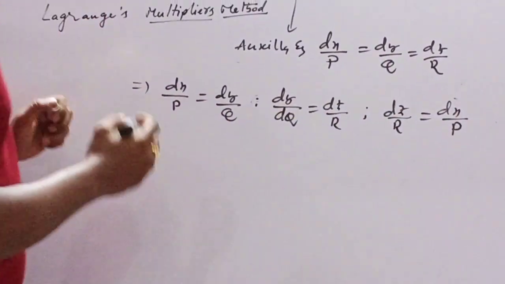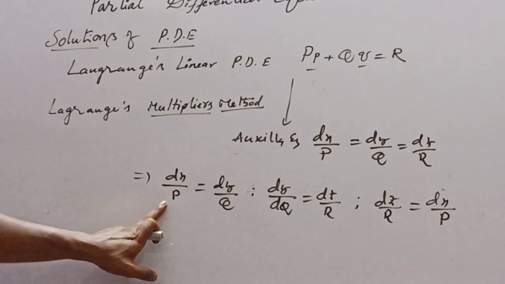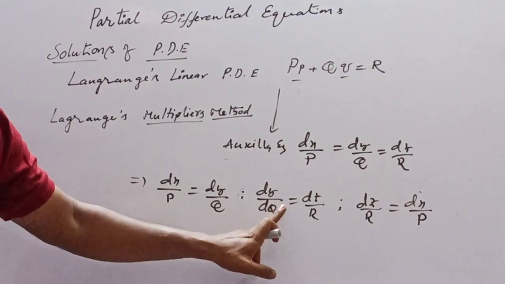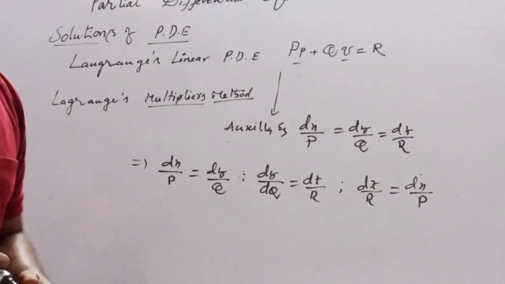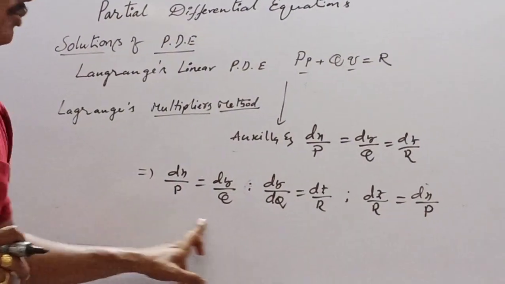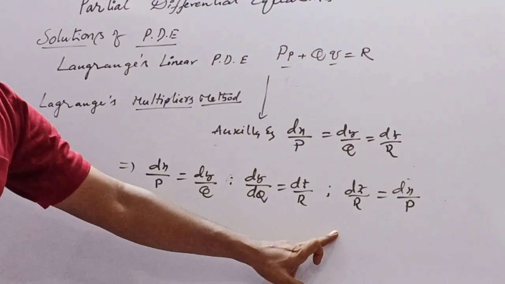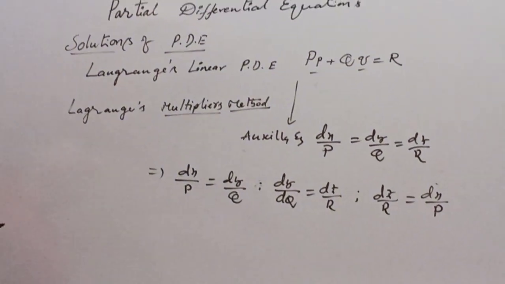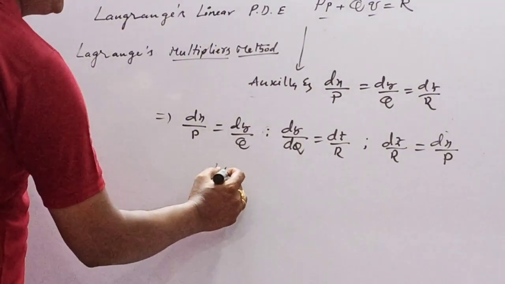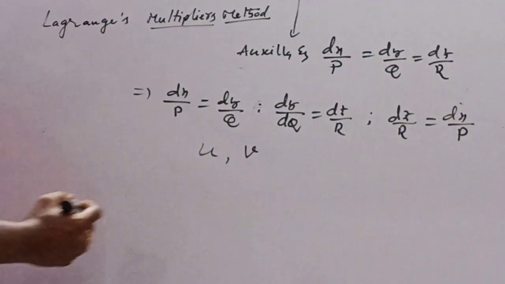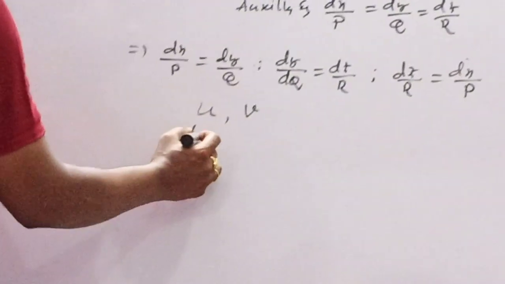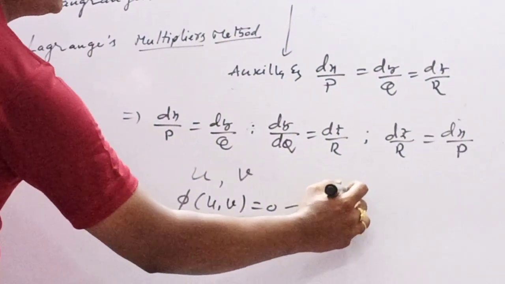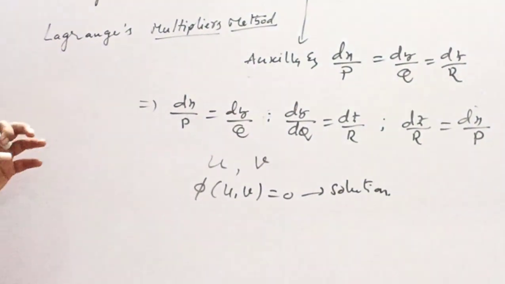So by the grouping method, either equation 1 is solvable, or equation 2 is solvable, or equation 3 is solvable. Out of the three equations, at least two solvable equations are required. So at least two solutions are required, and we call those two solutions u and v. Using u and v, we write phi of u comma v equal to 0 as the solution of the given PDE. That is the grouping method.